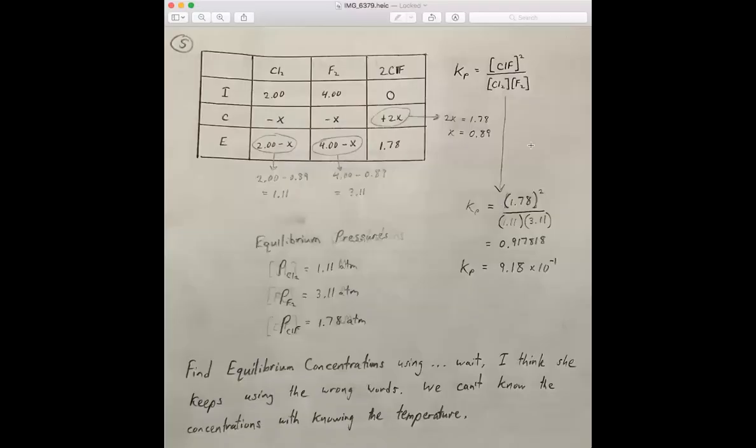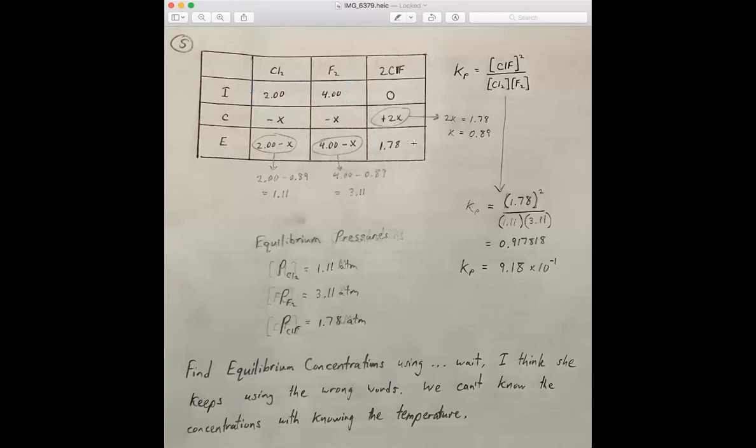All right, moving on from that one. Five. I ran into a problem with five. So this was giving you information about pressure. So the initial information was this two and this four. And also told us that we arrived at 1.78 down here.